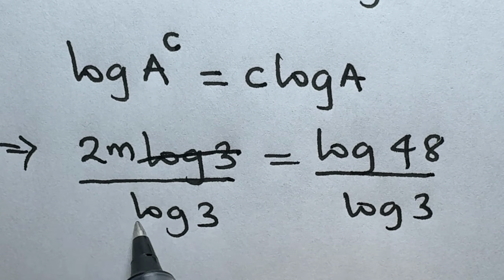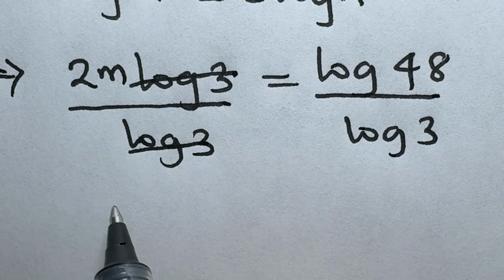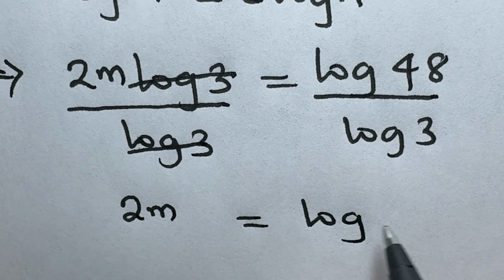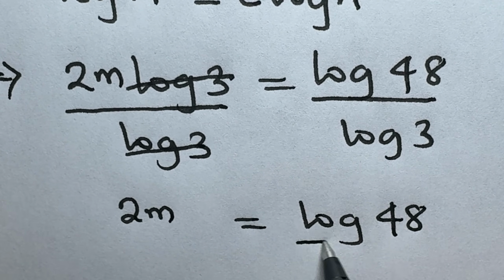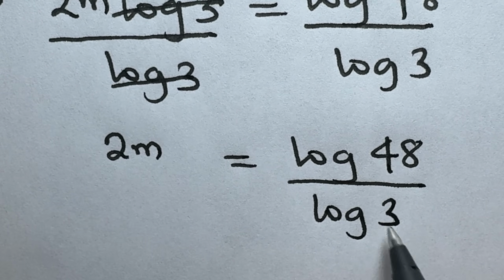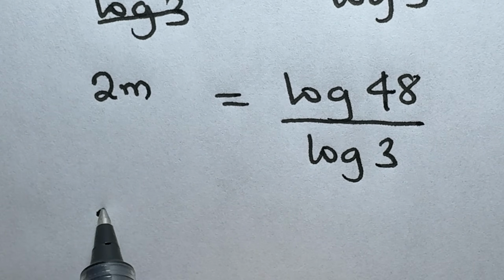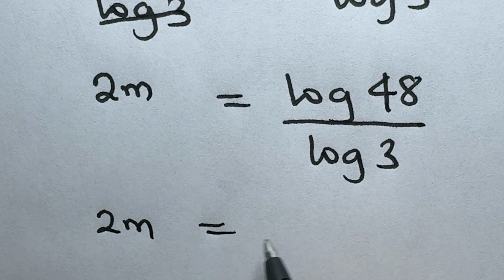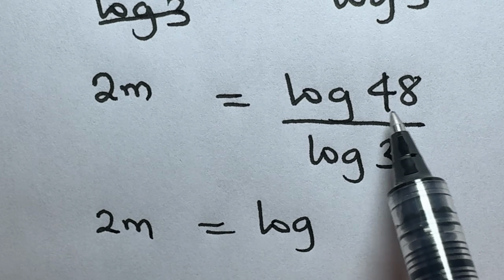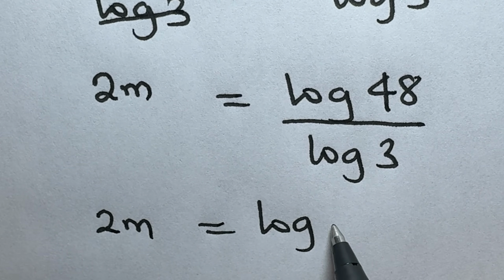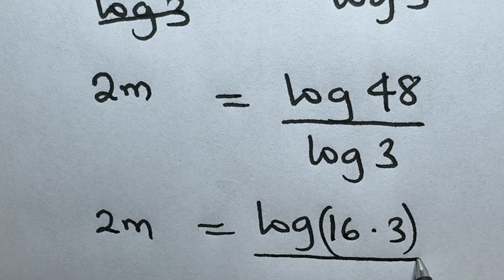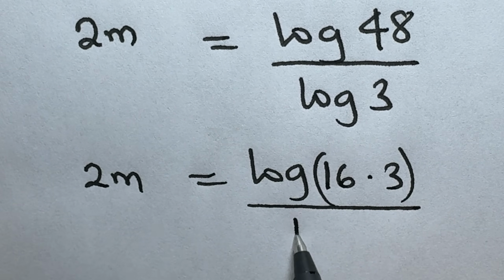So that log 3 cancels log 3 here. Then we have 2m is equal to log 48 divided by log 3. 2m is equal to log 48; here 48 is 16 times 3. So I can say log of 16 times 3, then divided by log 3.